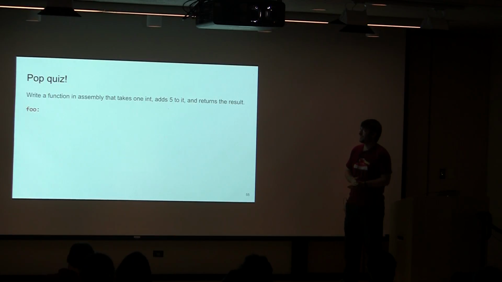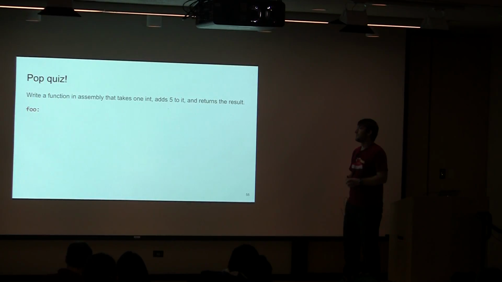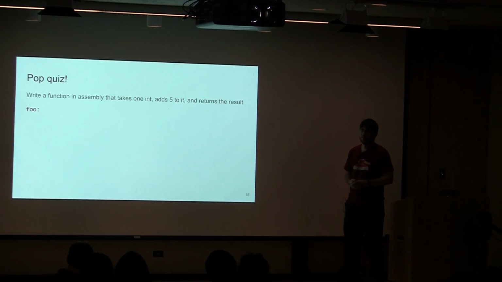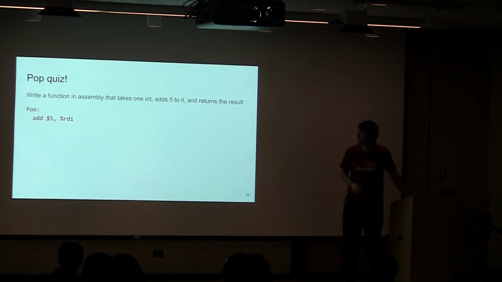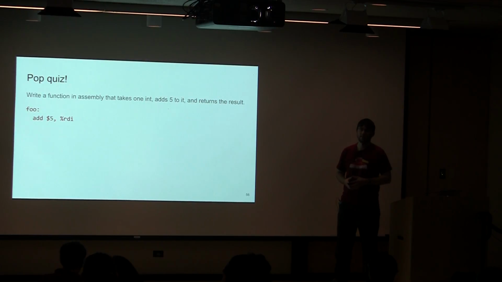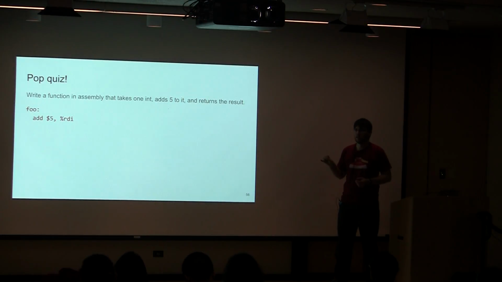All right, so we want to take in one int, add 5 to it and return the result. So what's the first thing that we should put in this function? Well, we have to add, right? Let's add. So remember, RDI is our first parameter register. So at the beginning of foo, RDI will be our first parameter. We can just add 5 to it. Now RDI is 5 bigger.